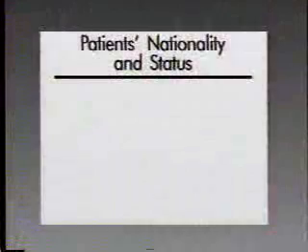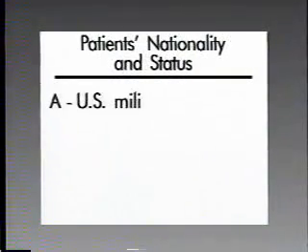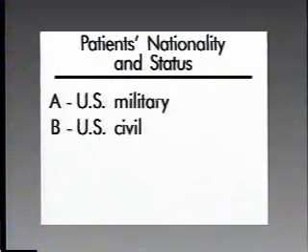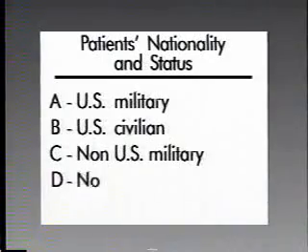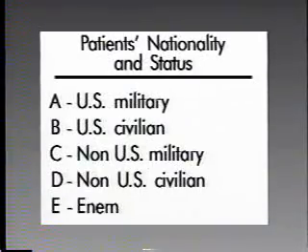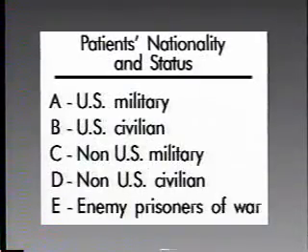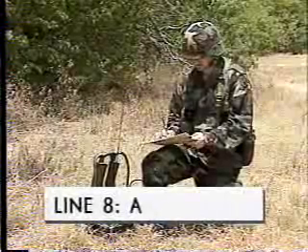The nationality and status of the patients being evacuated are required in order to determine the destination facilities and the need for guards. Alpha, U.S. military; Bravo, U.S. civilian; Charlie, non-U.S. military; Delta, non-U.S. civilian; Echo, enemy prisoners of war. The number of patients in each category need not be transmitted. Encrypt only the appropriate code. Alpha on line 8 means that all patients to be evacuated are U.S. military personnel.